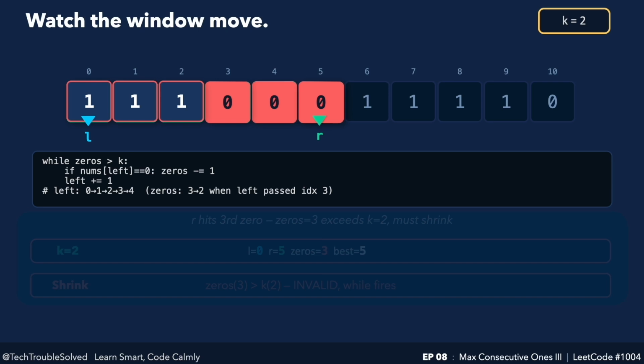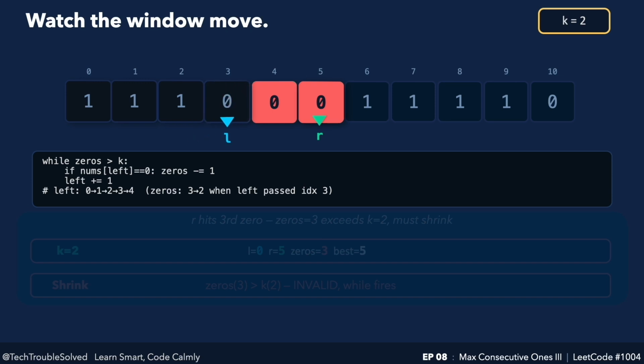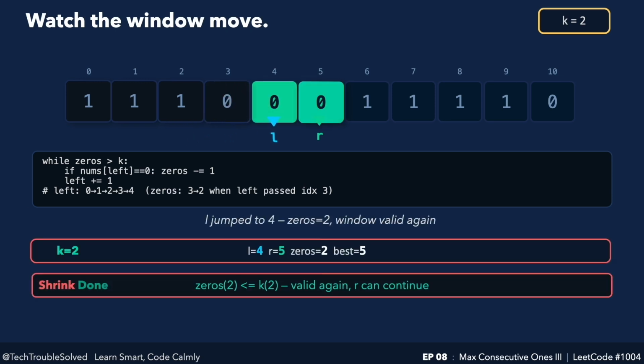If nums[left] equals 0, zeros decremented by 1. If what we remove is a 0, bring the count down. Left plus 1. Move left forward regardless. Left starts at 0. It moves 0, 1, 2, all ones. So zeros does not change. Then it hits index 3. That's a 0. Zeros drops from 3 to 2. While condition is false. So L stops at 4.